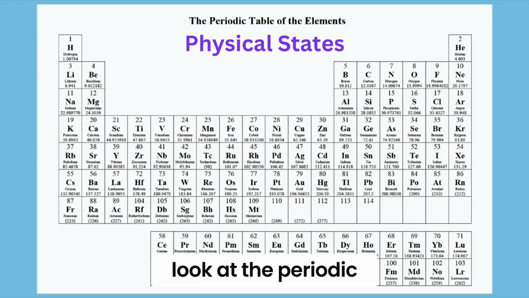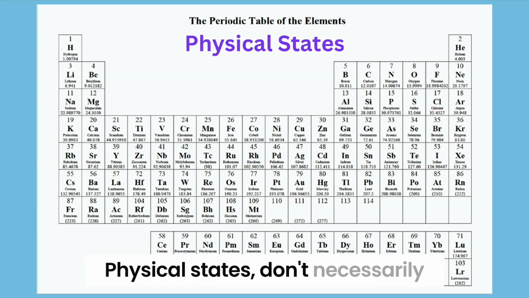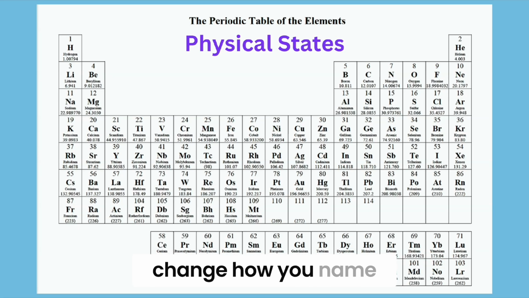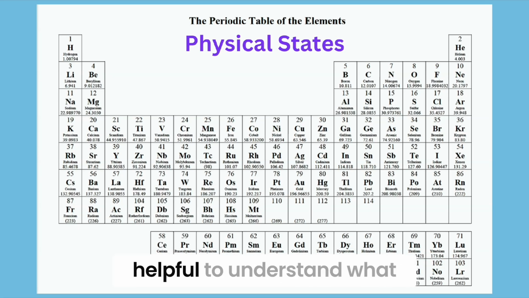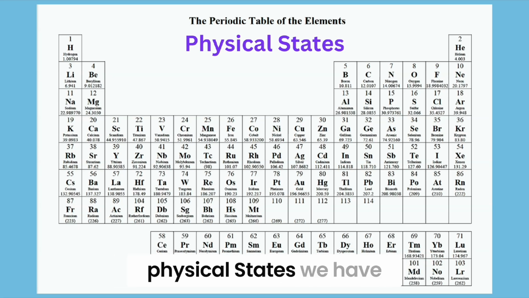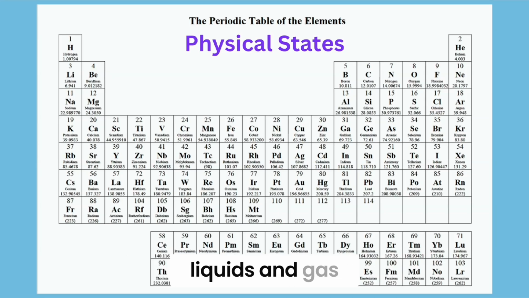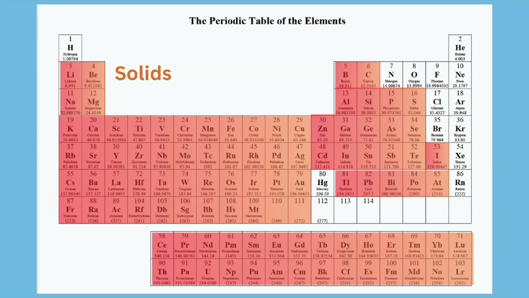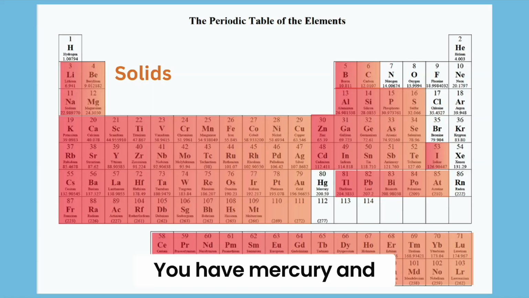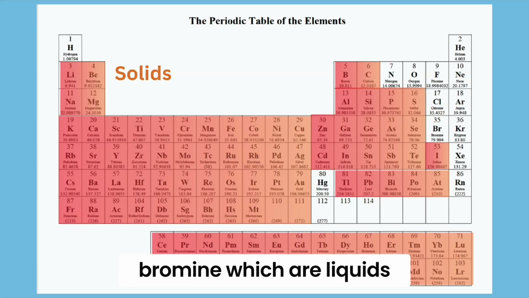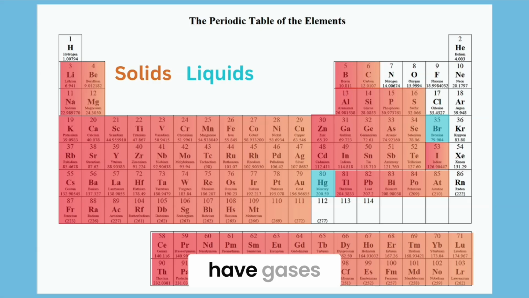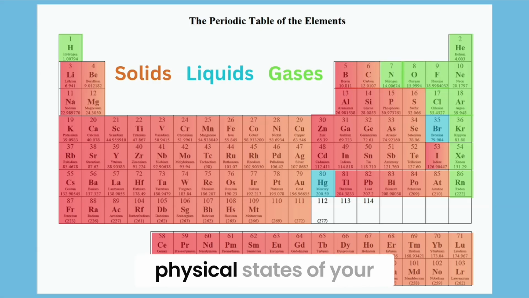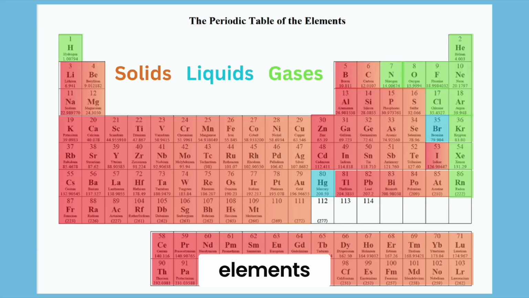Okay, so when we look at the periodic table, the first thing we want to talk about are the physical states. Physical states don't necessarily change how you name a substance, but it's helpful to understand what physical states we have. So you have solids, liquids, and gas. The majority of your elements are going to be solids. You have mercury and bromine, which are liquids, and then you also have gases. So those are the physical states of your elements.